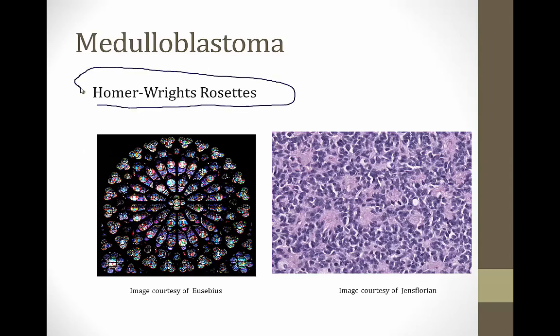So first off, let's define what a rosette is. So this is a picture from Notre Dame in Paris. It's a picture of the stained glass on the windows. And a rosette is a design that people used throughout the Middle Ages of circular orientation of flowers.